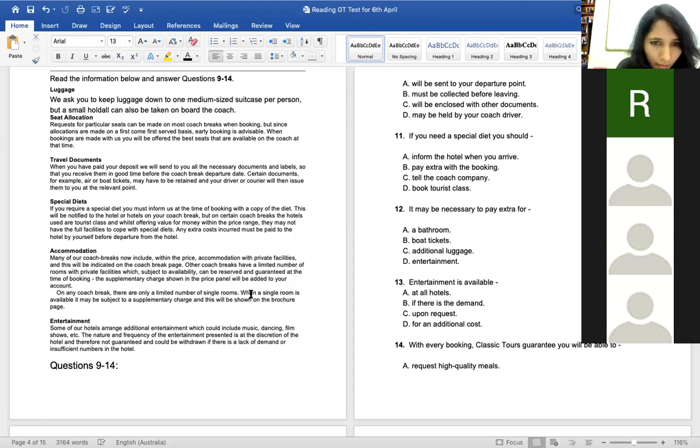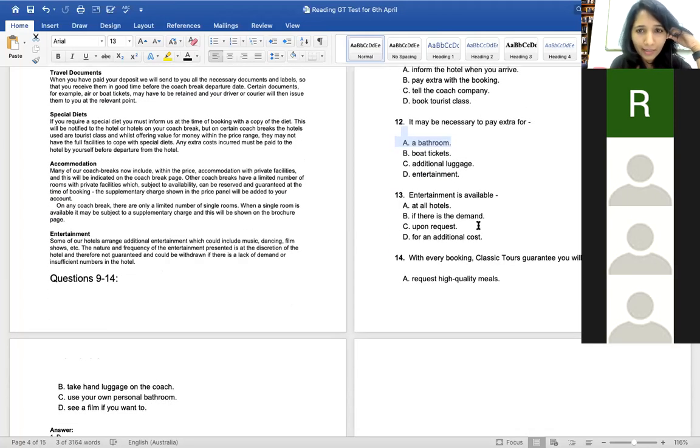Single rooms. When a single room is available, there are only a limited number of single rooms. When a single room is available, it may be subject to a supplementary charge and it will be shown on the brochure. So what do you think is the answer here? Probably bathroom only, because the other three make no sense with a single room. Yes, I agree too, but we'll look at the answer later.